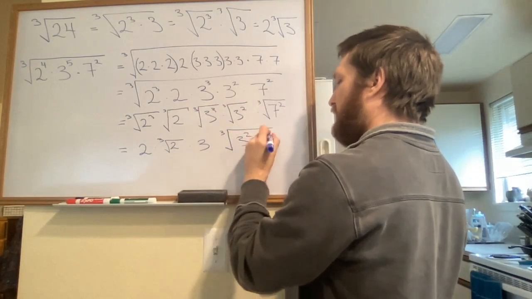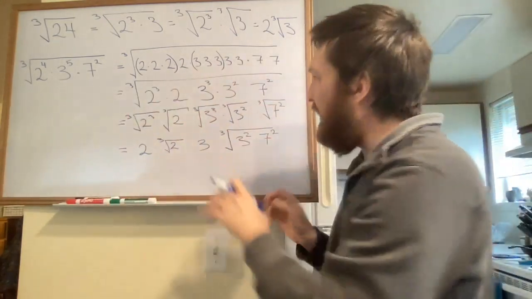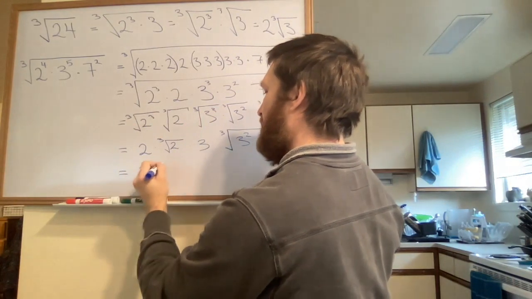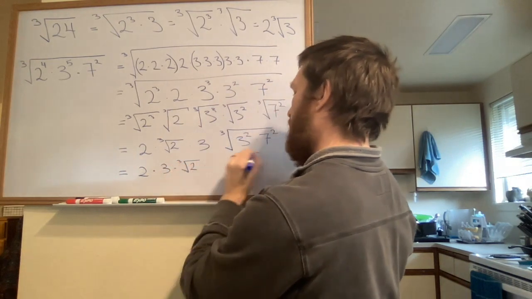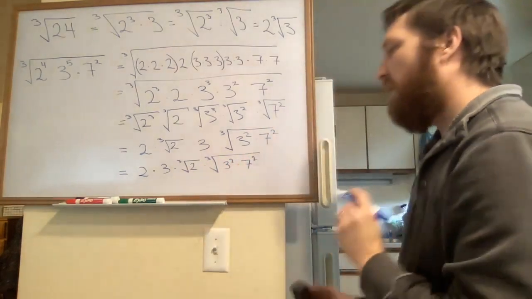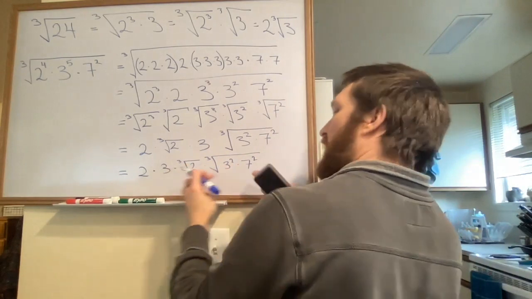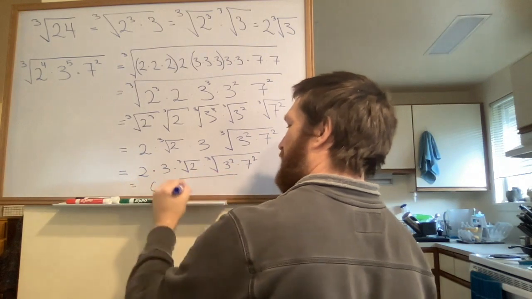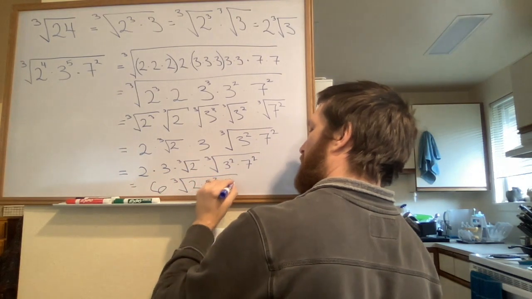3 squared, 7 squared. Now I could rearrange the order. Again, I don't recommend doing it this way. We're going to do this a lot quicker. But I could rearrange this as 2 times 3, and then the cube root of 3 squared times 7 squared. Finally, I could bring these guys back together because nothing can factor out of them. And I get 2 times 3 is 6 times the cube root of 2 times 3 squared times 7 squared.